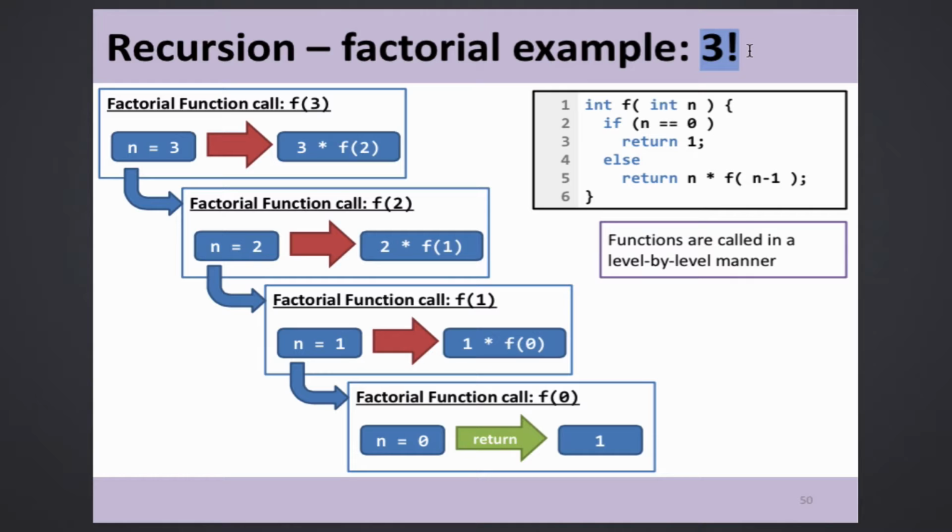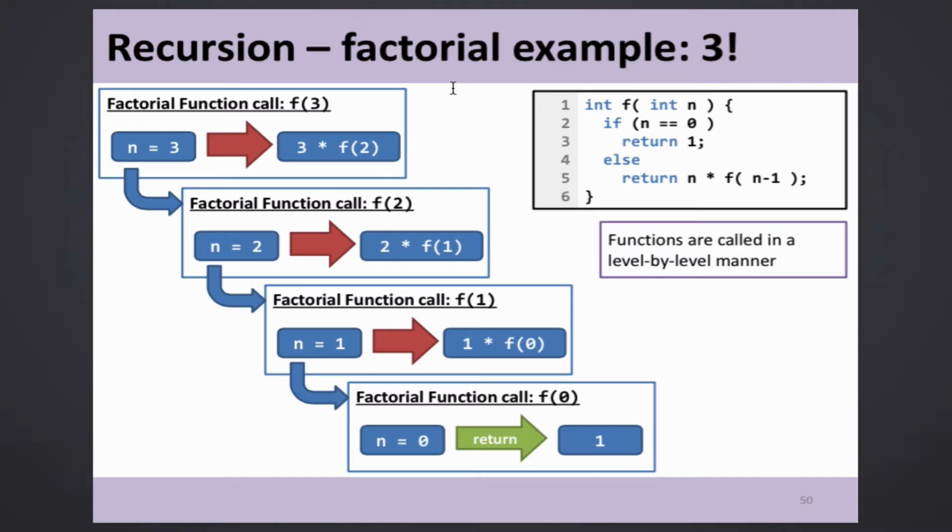So I won't take the true part. I will take the else part. Else says please return the value n times factorial of n minus 1. So it's just going to prepare a value here: 3 times f2. I don't have space, so I don't write factorial here, I just write f.